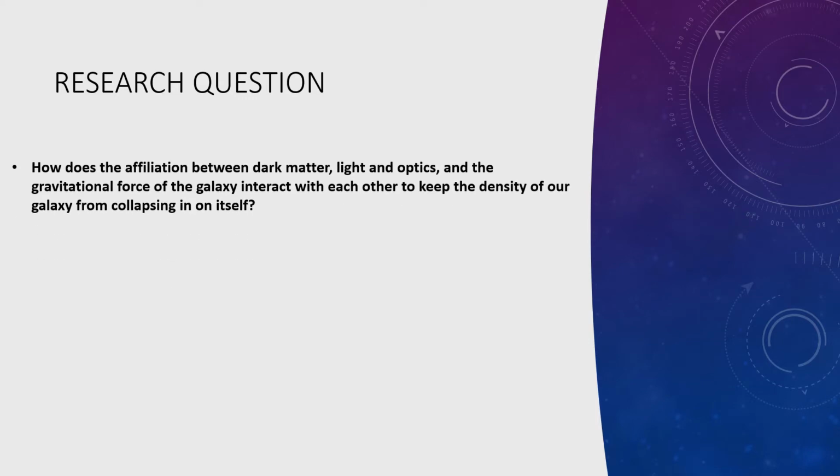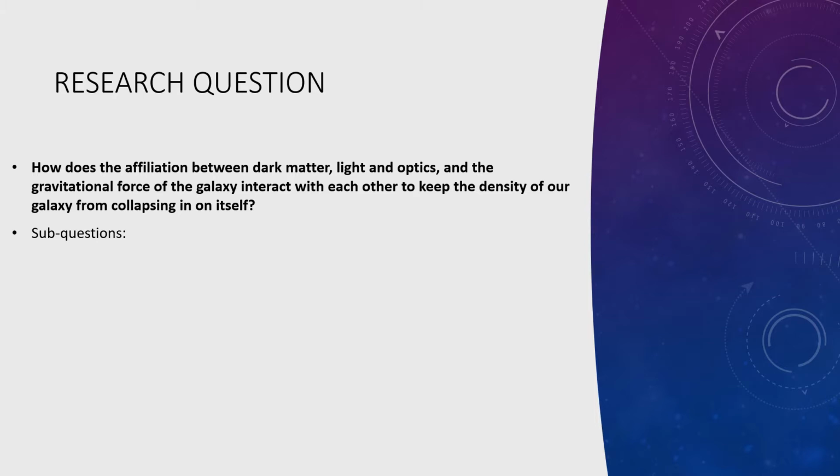I'm going to be talking first about my research question, as well as some of the sub questions that I had to look into to answer this question. So my research question is: how does the affiliation between dark matter, light and optics, and the gravitational force of the galaxy interact with each other to keep the density of our galaxy from collapsing in on itself? I know it's a lot of words, but essentially it's saying, what does dark matter, light, and gravity have to do with keeping our galaxy from essentially destroying itself? I know, right? Pleasant thoughts.